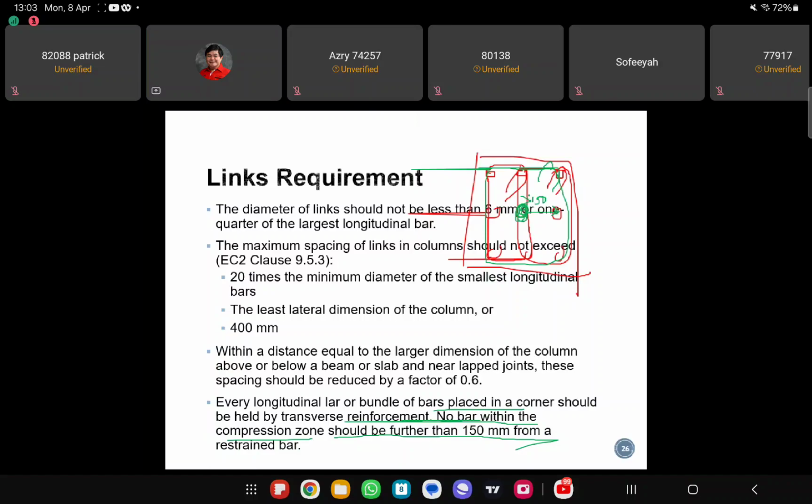Okay? If this distance is more than 150, then you have to use the red color link. If this distance is less than 150, then you can use the green color link, with the link not going through the bar here, the unrestrained bar. Okay, so this is what it means by this statement here, right?